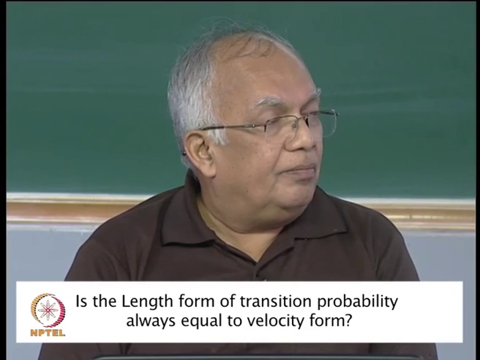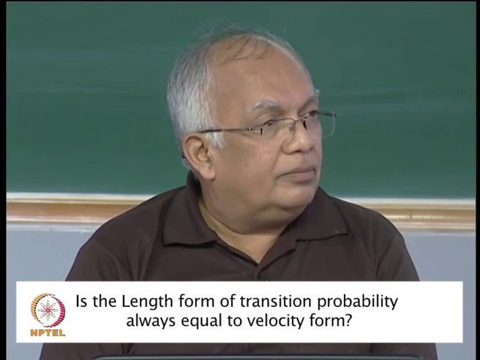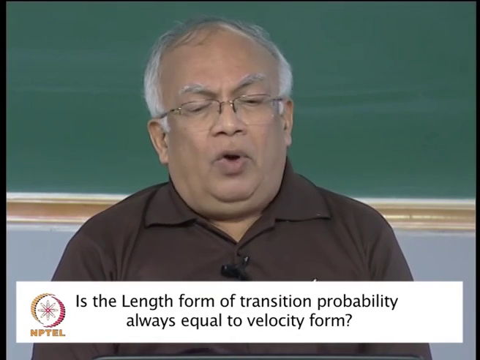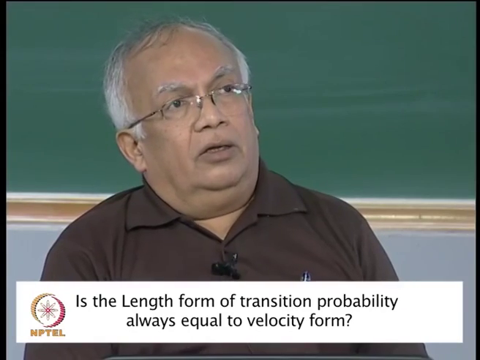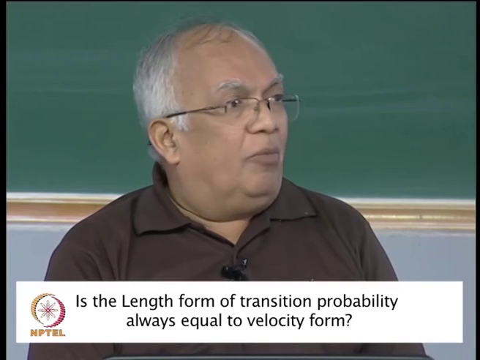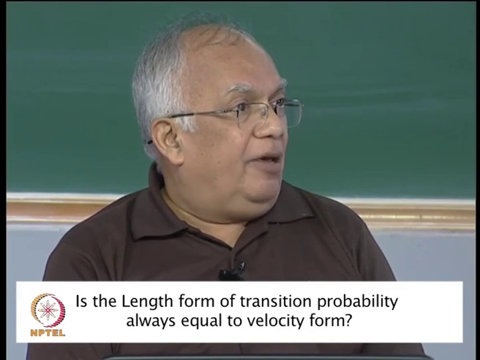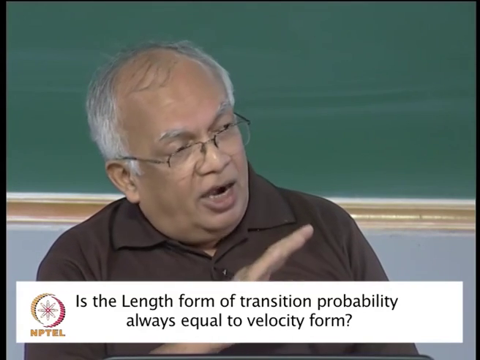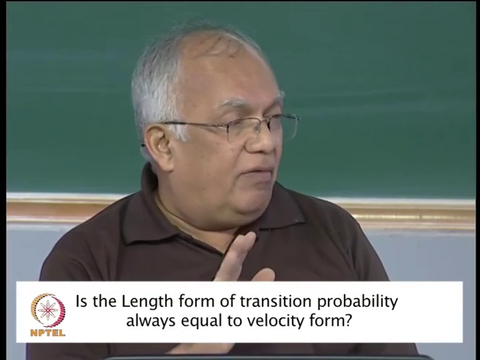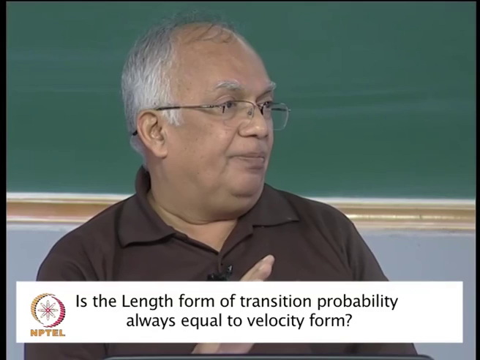We need one more class in which I will get the expression for the angular distribution of the photoelectrons. The length and velocity forms are equal, as long as you can make an approximation that the potential is a local potential. If you have a non-local potential, as in Hartree-Fock, you will not get equivalence between the length form and the velocity form.